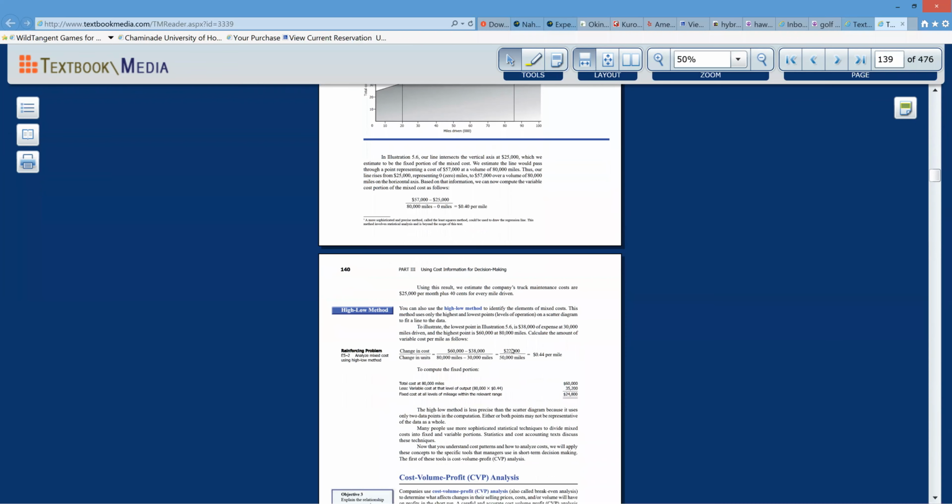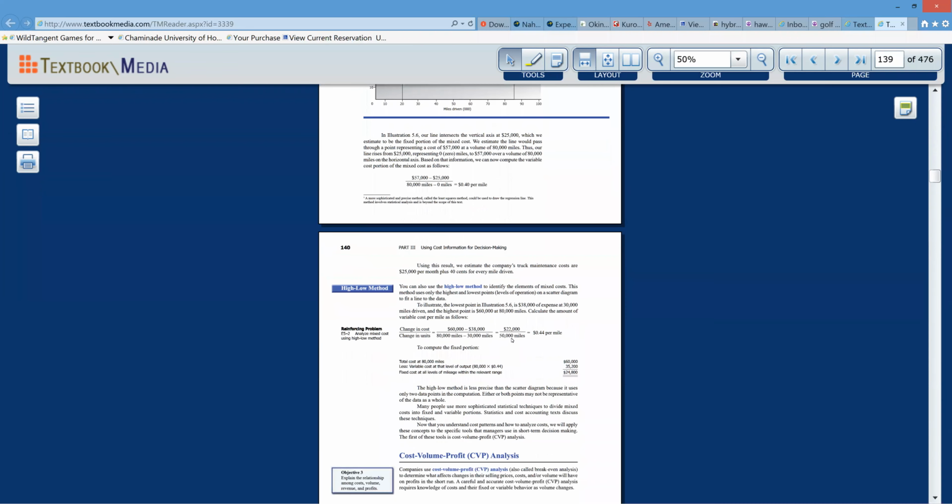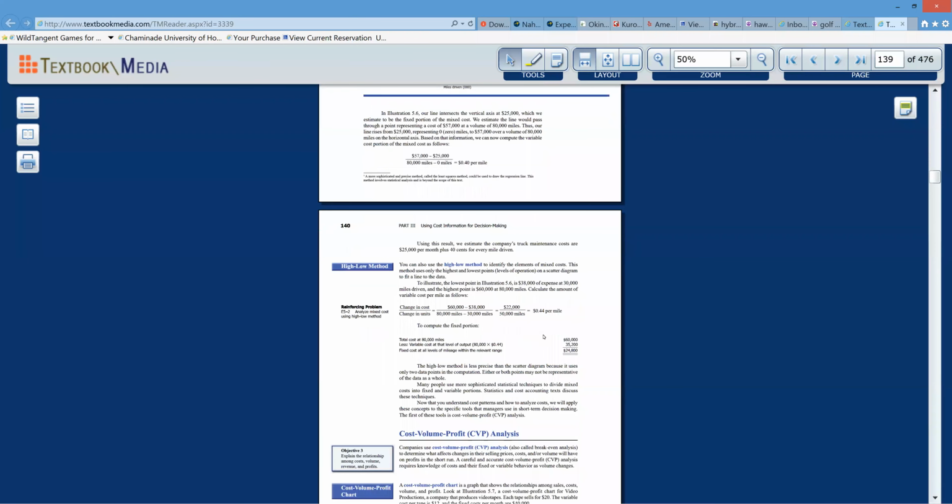We get the difference of the dollar amount in the numerator, 22,000. We get the difference in the volume in the denominator, in this case 50,000. We do the math and we get 44 cents a mile. So now we know that the variable cost is going to be 44 cents a mile. Now we have to compute the fixed portion.